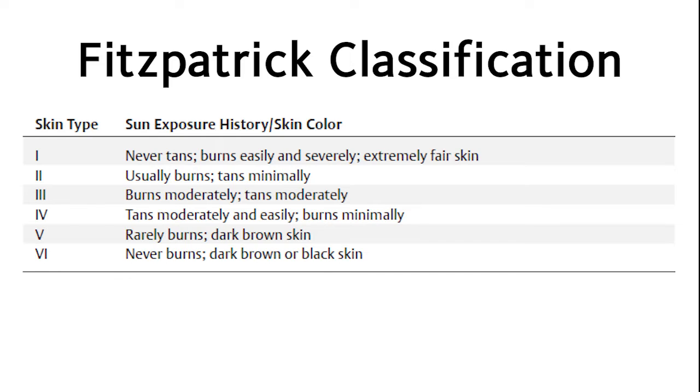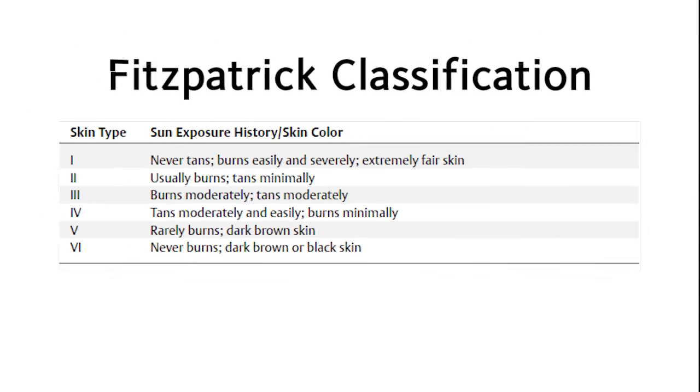When it comes to Fitzpatrick skin type classification, there are 6 types. Type 1 skin never tans, burns easily and severely, and is extremely pale skin. Type 2 skin usually burns and tans minimally. Type 3 skin burns moderately and tans moderately. Type 4 tans moderately and easily and burns minimally. Type 5 rarely burns, dark brown skin. Type 6 never burns, dark brown or black skin.